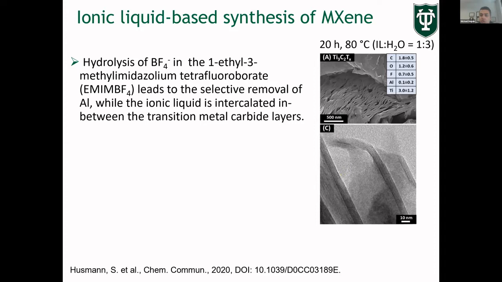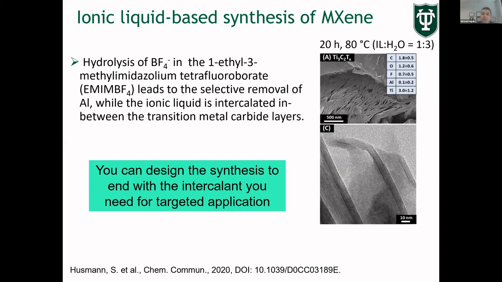Here's the same idea, but instead of using lithium fluoride, we're using EMIM BF4, in which case the BF4 hydrolyzes and may form HF in situ that results in selective etching of the aluminum layer. And unlike the case of lithium fluoride HCl where you intercalate lithium, here we intercalate the EMIM cation, which can be very useful for ionic liquid, for example, or for other applications. So what I want to say from this is you can design the sensors to end up with an intercalant that you need for the target application.